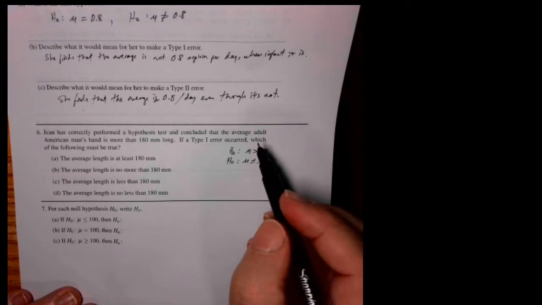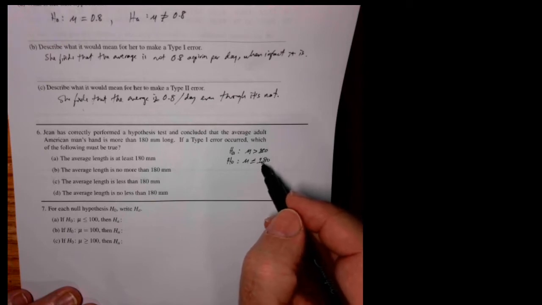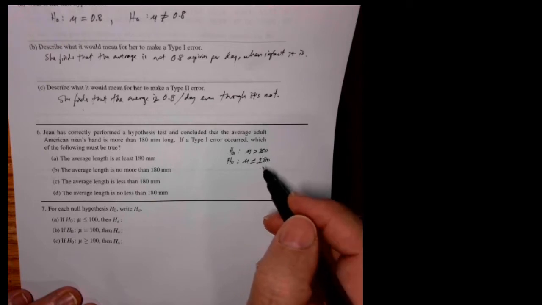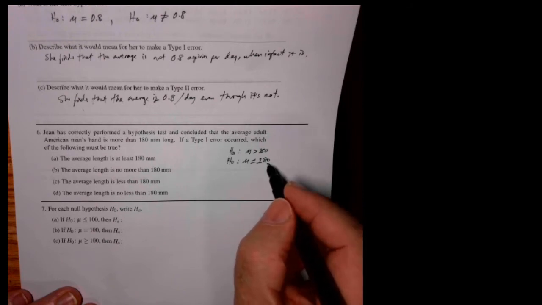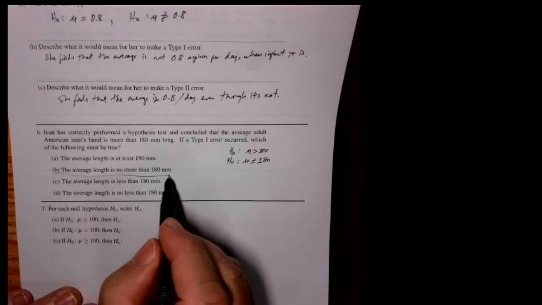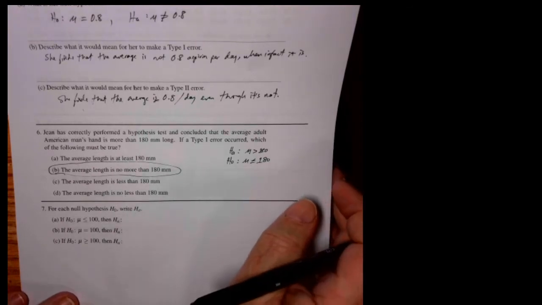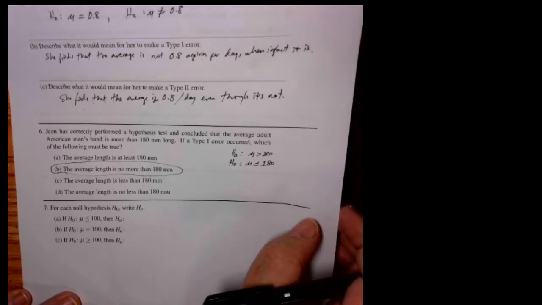So if she accepted her alternative when it wasn't true, that means that the null hypothesis was true, and that in fact the average size is less than or equal to 180. So the average length is no more than 180. That is the correct answer there. Right? That's the thing that has to be true if what she concluded was a type 1 error.